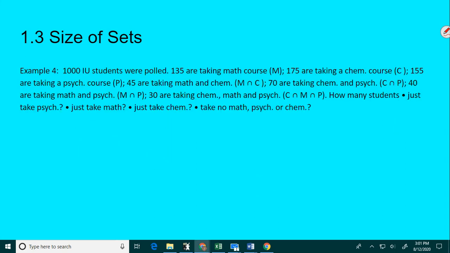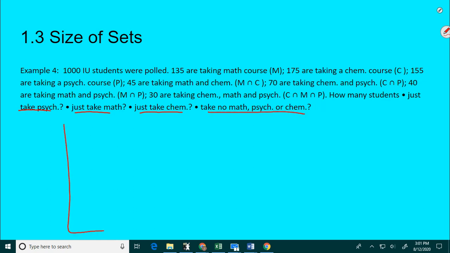All right, it's getting a little tougher now. So now I have 3 sets. We have 1,000 IU students polled, and basically what classes they're taking. They have math, chemistry, psych. We have a certain amount that are math and chemistry, a certain amount chemistry and psych, a certain amount math and psych, and then we have 30 that are all 3. We want to know a few things. How many students, I'm not sure why the formatting did that, but how many students just take psych, just take math, just take chemistry, and then none of them. So set up a big old Venn diagram.